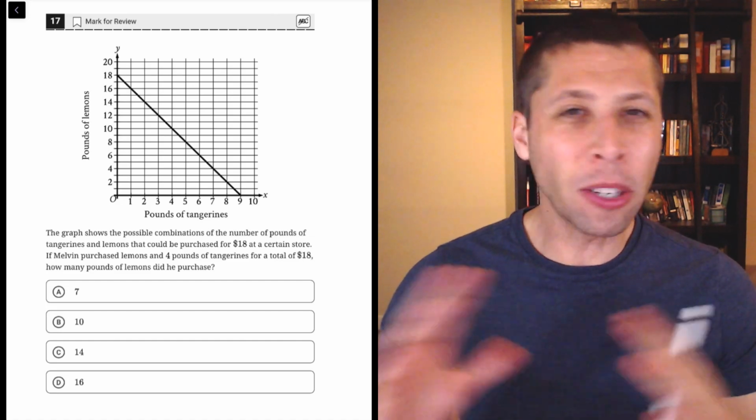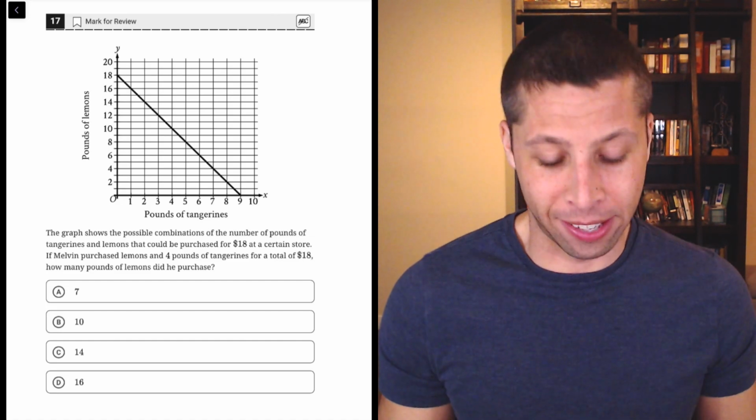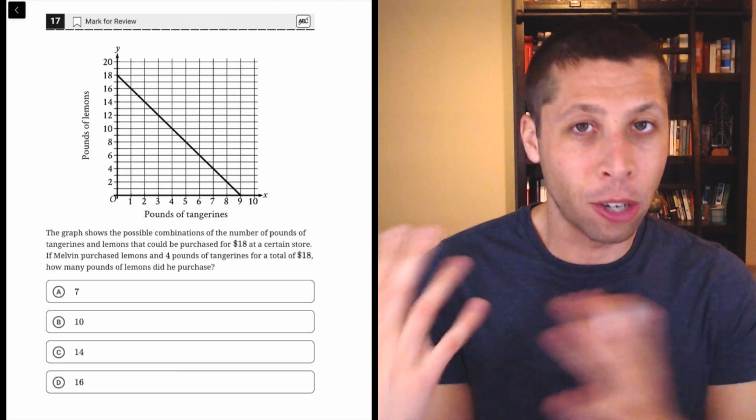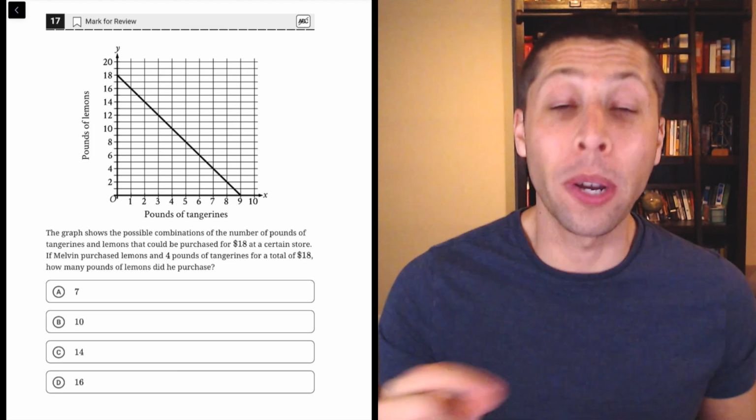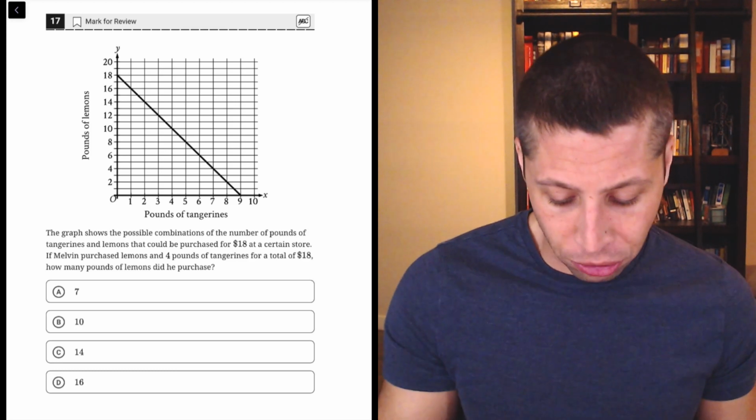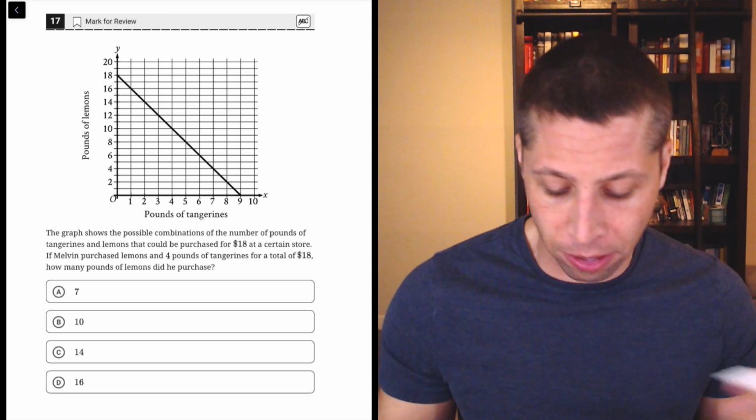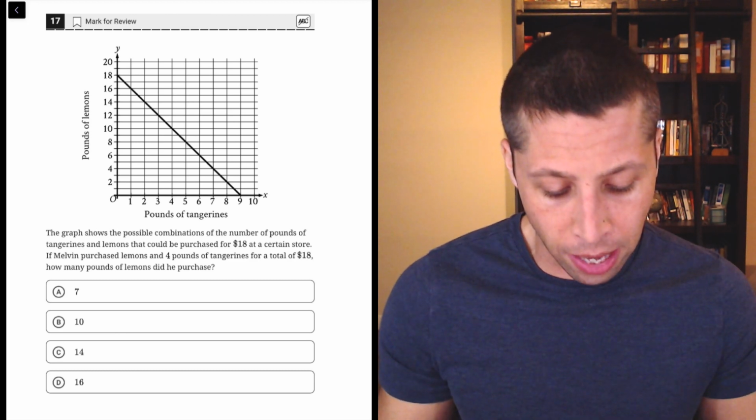So this question is much more confusing sounding than it actually is. They're basically just giving you a graph and then asking you to find a specific point along that graph. So taking a look at the question, right? The graph shows the possible combinations of the number of pounds of tangerines and lemons that could be purchased for $18 at a certain store.